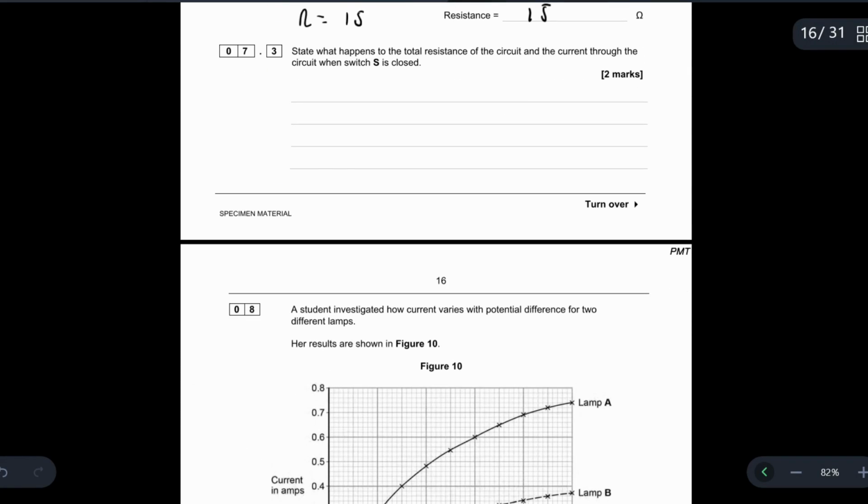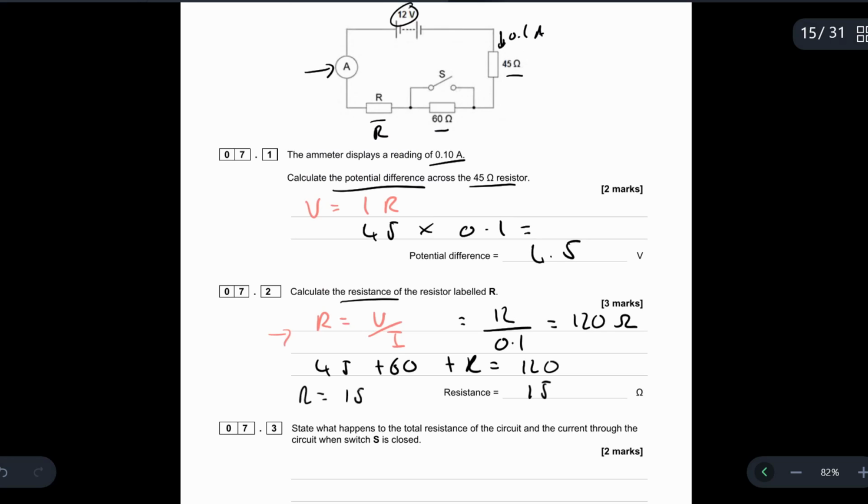Okay, 7.3, state what happens to the total resistance of the circuit and the current through the circuit when the switch S is closed. The switch S is this one here. Essentially what's happening here is you have a parallel connection between this switch and this resistor. So let's just clean up this diagram a bit.